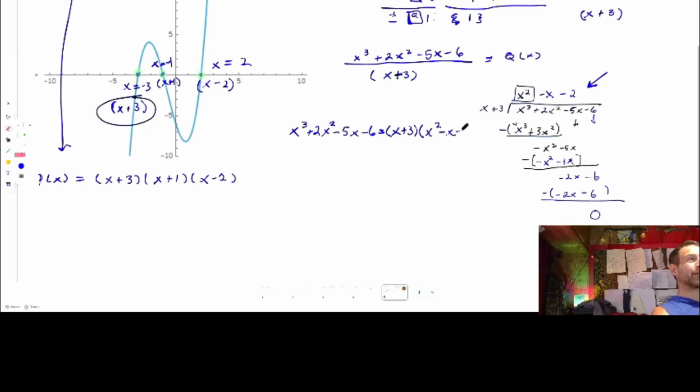Now guess what? We can use any method to factor the rest of it. If you look at that right there, I bet you it's going to be x minus 2, x plus 1.